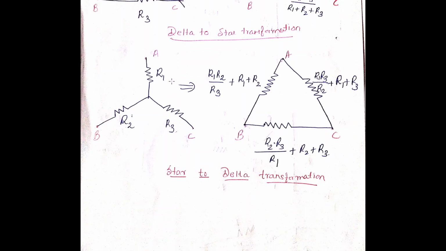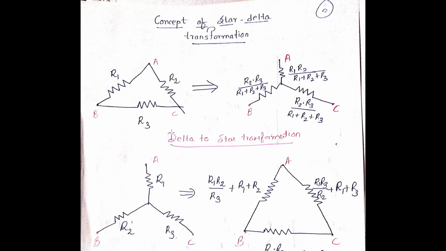If I want to convert star to delta, I have a star mentioned over here and I need to convert that to delta. In that case, this AB resistance is equal to R1 into R2 upon R3 plus R1 plus R2. Similarly, this AC resistance is given as R1 into R3 upon R1 plus R2 plus R3. Similarly, this resistance BC is equal to R2 into R3 upon R1 plus R2 plus R3. So you have to understand how to convert a delta into a star and a star into a delta.